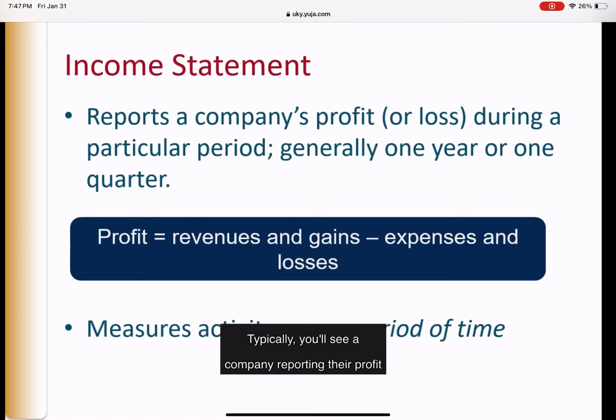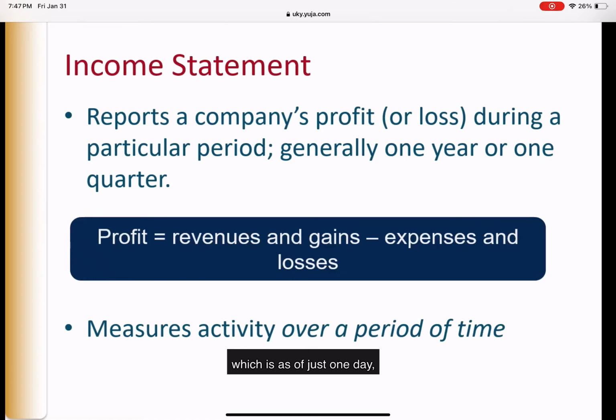Typically, you'll see a company reporting their profit or loss for the year, or maybe on a quarterly basis. But it's not just the revenues, it's all the gains, and it's not just the expenses, it's all the losses. And the key is, from what we said in the last period, the income statement is for a period of time, unlike the balance sheet, which is as of just one day.